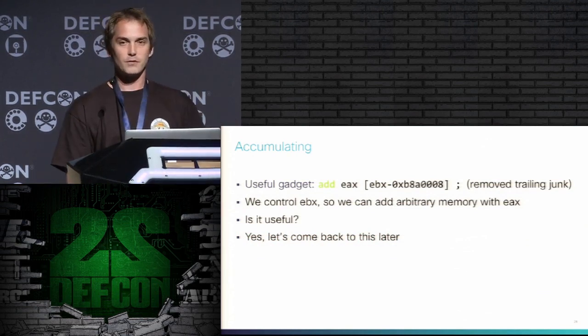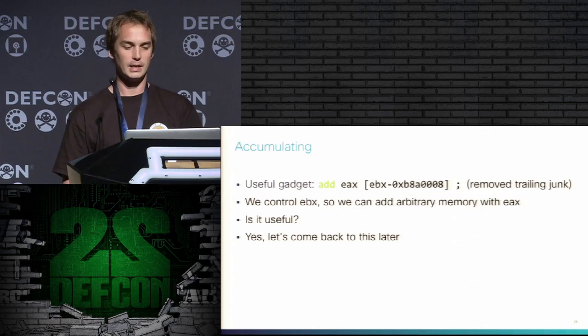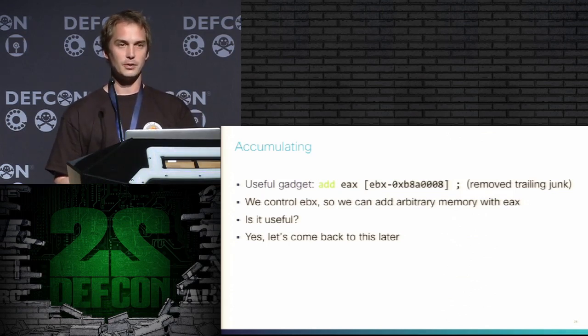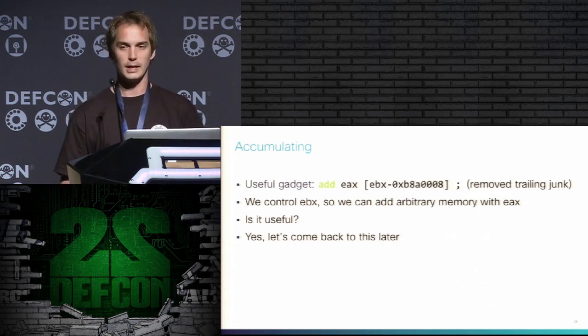So basically we've got a useful gadget here, which is add memory to a register. I removed the trailing stuff because it's not necessarily interesting. You control EBX, so it means that you can grab a value in memory and load it into a register. Is that useful? Well, you don't control what's in memory necessarily, so at first I didn't think it could be potentially useful, but actually it is. I'll come back to this later.